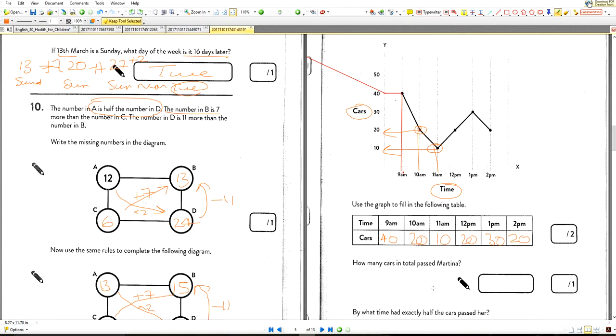How many cars in total passed Martina? So for the total, we need to add up all of these numbers. If we add up all of these numbers, we will get an answer of 140 cars.